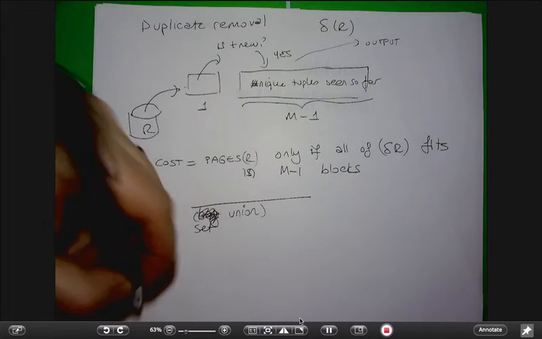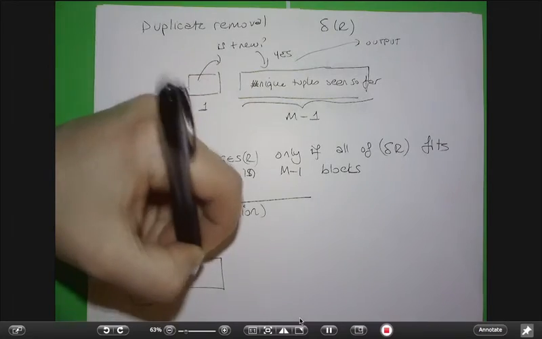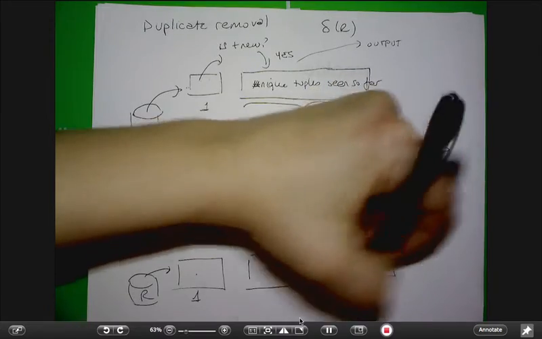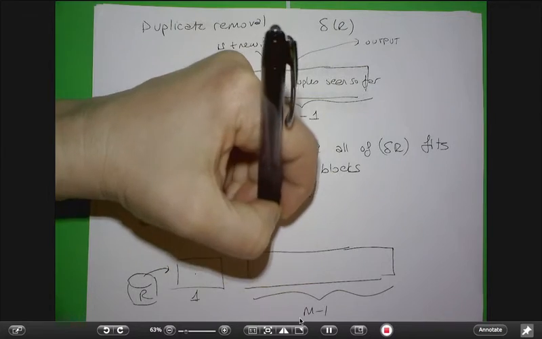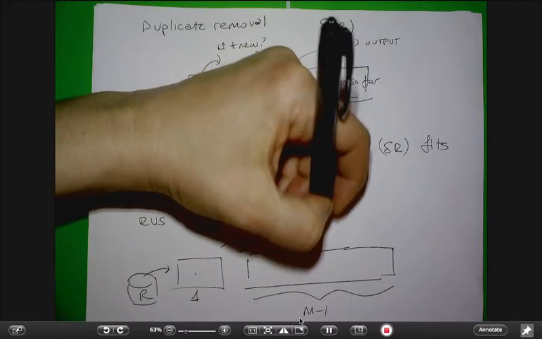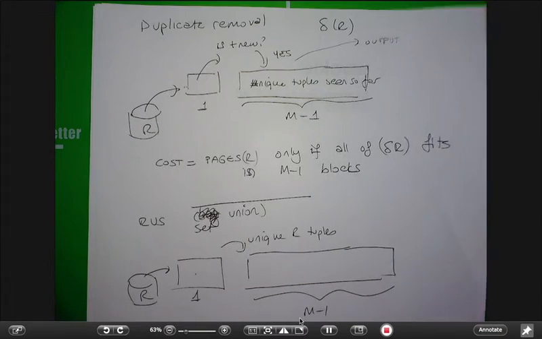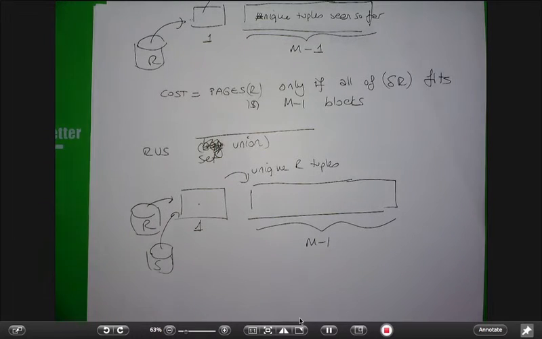Why? Because here's what I'm going to do. First, I'm going to read R one page at a time, and put all unique tuples here. So any unique R tuples I find, I'm going to put in here. Then I'm going to do the same thing with S. I'm going to read S, and again, every unique tuple I find, I'm going to put in here.